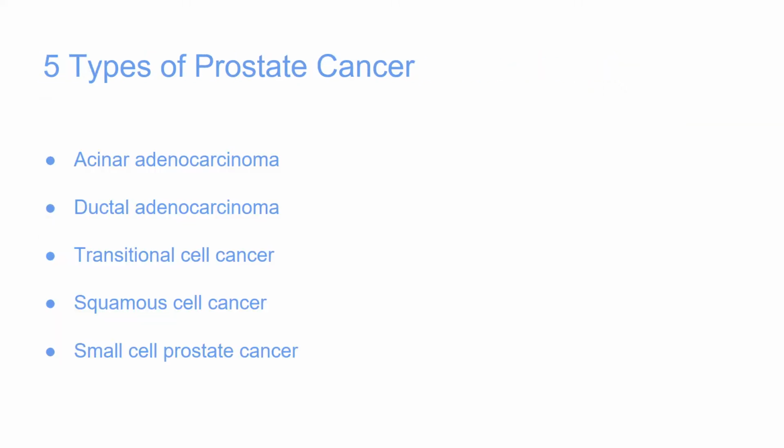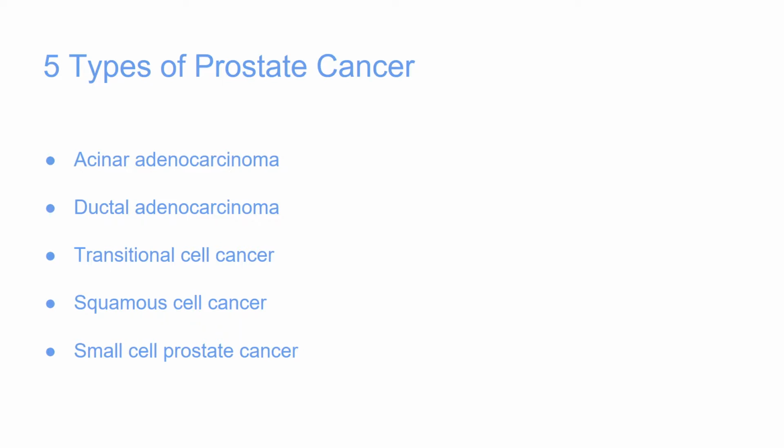Now, let's move on to the 5 types of prostate cancer. The first one is called acinar adenocarcinoma, the most common type of prostate cancer. This develops in the gland cells that line the prostate gland. The second type is the ductal adenocarcinoma. This type starts in the cells that line the ducts or tubes of the prostate gland and tends to spread and grow more quickly than the first type of adenocarcinoma.